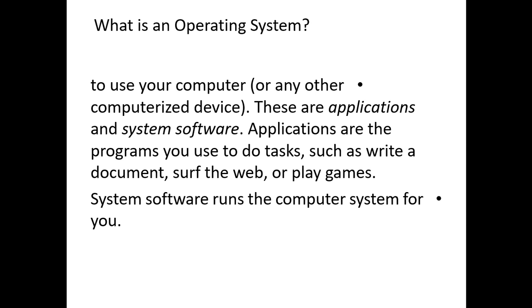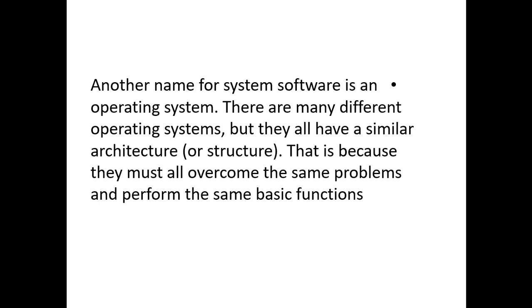What's an operating system? To use your computer or any other computerized device, there are application and system software. Applications are the programs you use to do tasks, such as write a document, surf the web, or play games. System software runs the computer system for you. Another name for system software is an operating system.